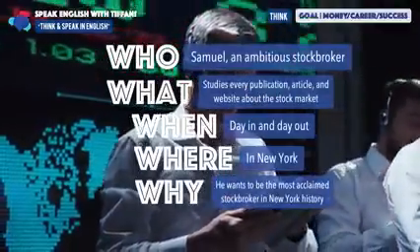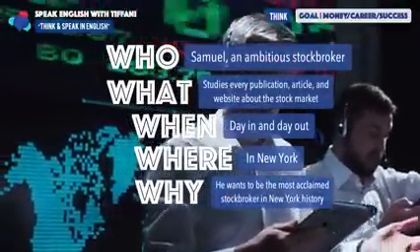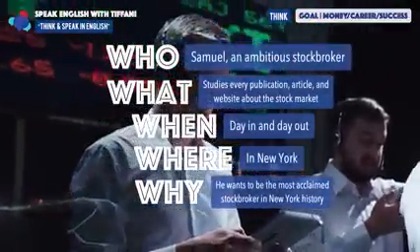The 5 W's we organized in step 1, thinking about Samuel, an ambitious stockbroker. This is again how you speak English fluently. Think and speak in English. Use the 5 W's, organize your thoughts, and then speak like a native English speaker.